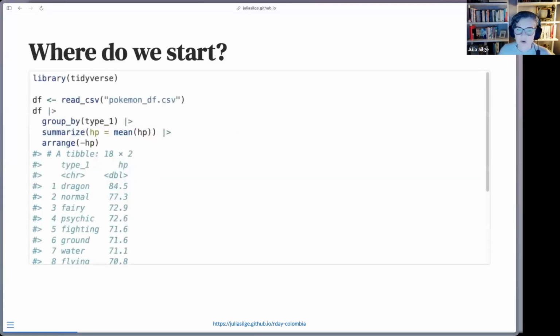So this is a great way to work. The kind of code that you write would look something like this. You would say read CSV for wherever the CSV is that you want to read in, and then you can write code. If you use the tidyverse, you can write code like this, where you say group by, summarize, arrange. So this is what your code would look like.